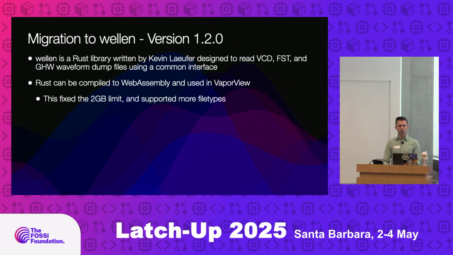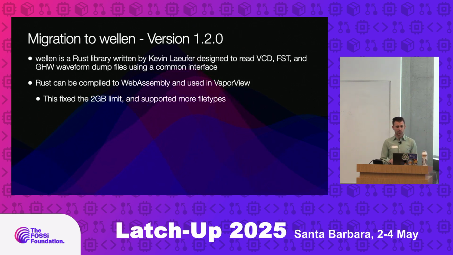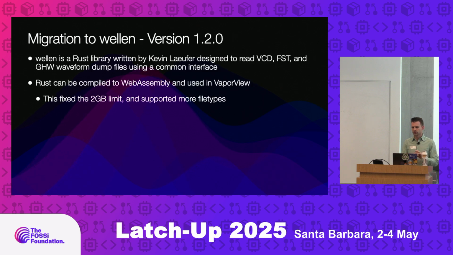So in version 1.2, I migrated to the Wellen library. If any of you know Andrew Nolte, he got me in contact with Kevin Laufer, who wrote the Wellen library. It's a Rust library for normalizing access to VCD, FST, and GHW waveform dump files, and it's also the library that Surfer uses. So that's pretty cool. Since Rust can be compiled to WebAssembly, I can use it in Vaporview and make it cross-platform. In other words, there's no weird parser that you have to use for Linux, Mac, and Windows. It just runs on WebAssembly.